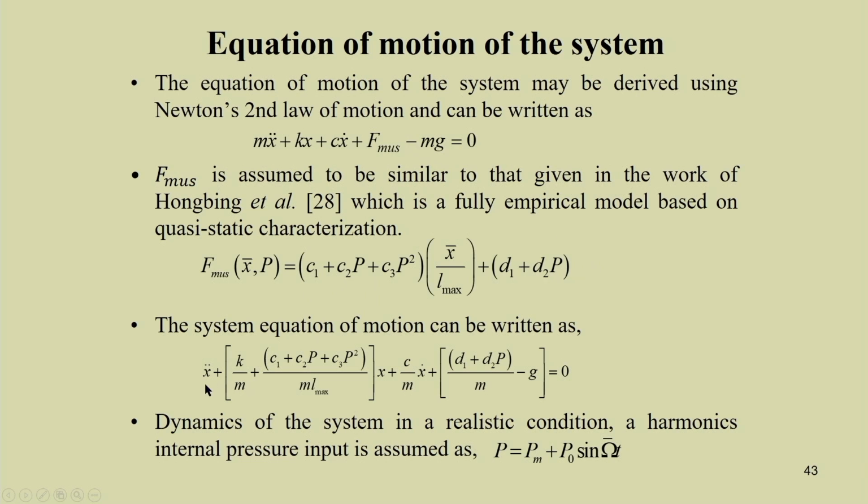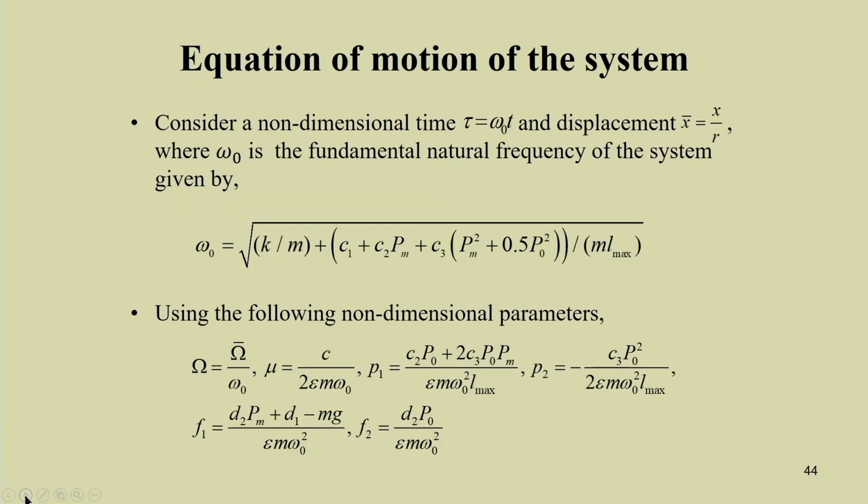Now, substituting this F muscle in this equation, we can write x double dot plus k by m plus (C1 plus C2 P plus C3 P square) by (m L max) times x, plus c by m x dot, plus (D1 plus D2 P) by m minus g equal to 0. Now let us assume that the pressure you are supplying is of the form Pm plus P0 cos omega bar t. That is a periodically varying pressure, so if it varies periodically with time, we can write this equation in this form.